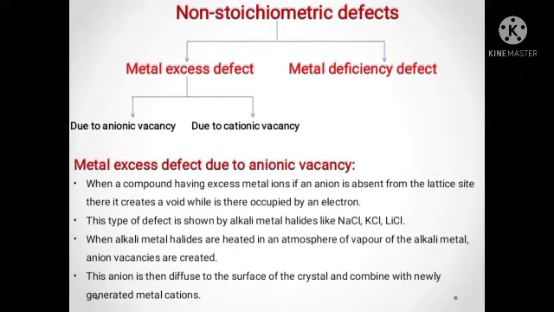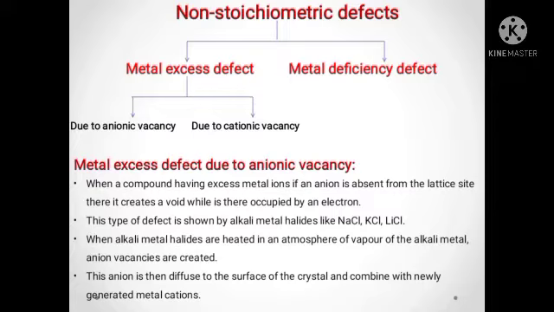Now move on to the non-stoichiometric defect. This defect is shown by compounds of d-block elements of the periodic table. These defects are classified as metal excess defects, which can be further divided into two parts: due to anionic vacancy and due to cationic vacancy. So let's start with metal excess defect due to anionic vacancy. When a compound has excess metal ion and an anion is absent from the lattice site, it creates a void which is occupied by an electron.